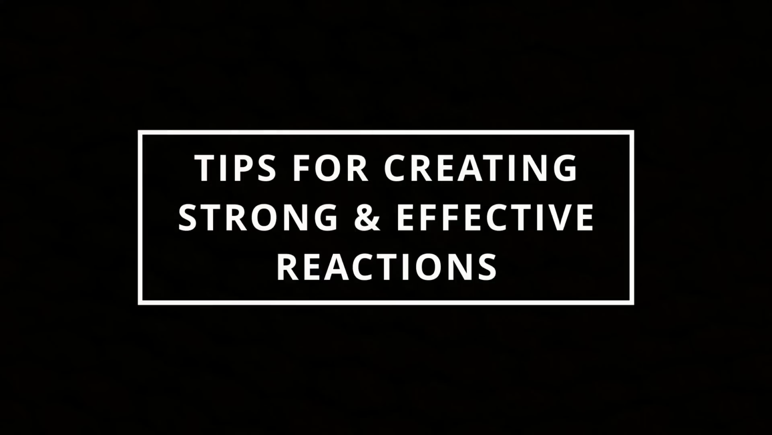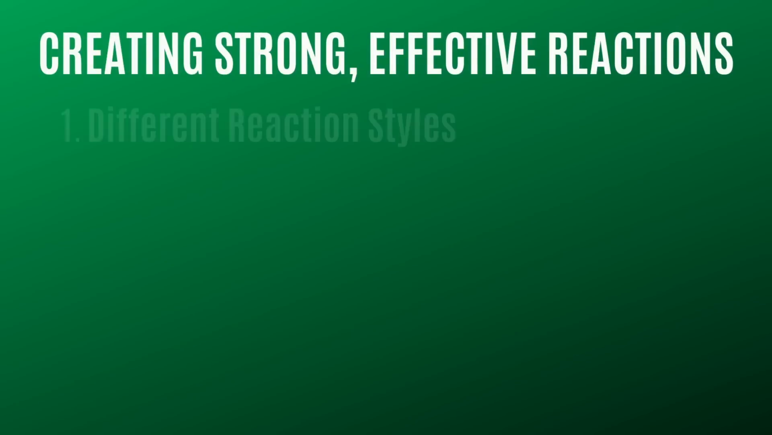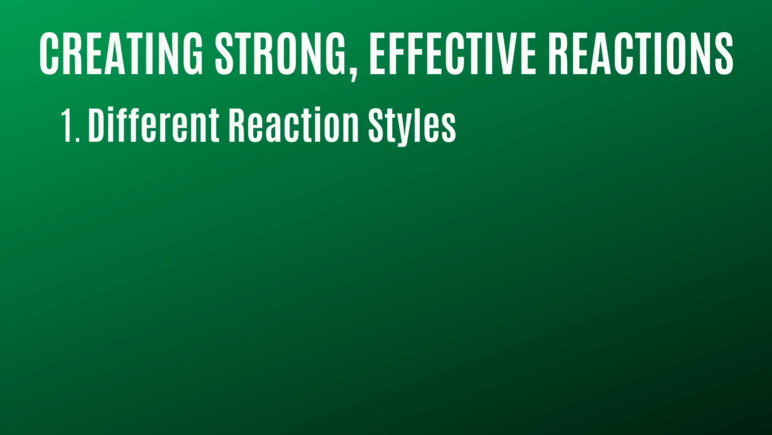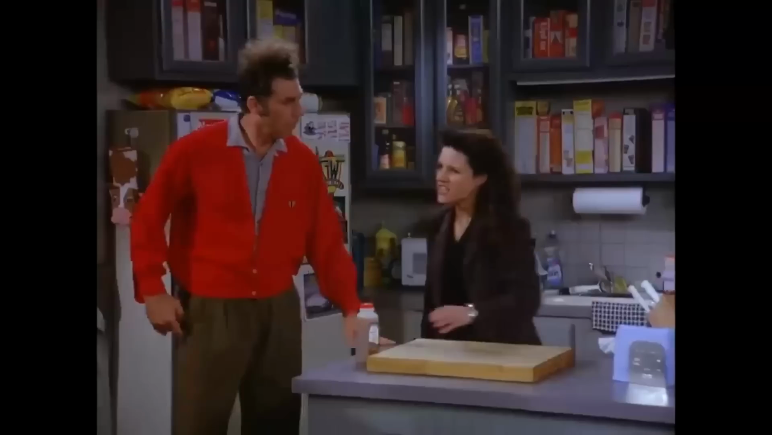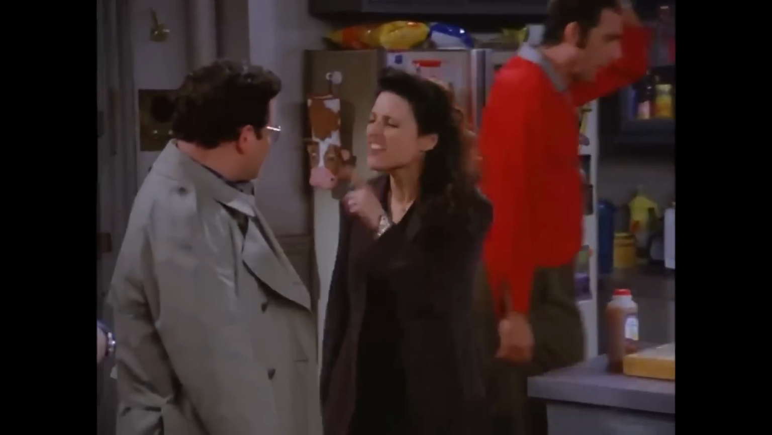Now, before we wrap up this video, I've got 5 tips for creating strong, effective reactions. The first one is to give your characters different reaction styles. If everyone reacts the same way, the story becomes bland and predictable. Instead, you want to get to know your characters and create variation in the style in which they react to things. For example, in Seinfeld, Jerry usually reacts logically to situations. Meanwhile, Elaine is often edgy and outspoken, George usually reacts anxiously, and Kramer tends to react with wild unpredictability.